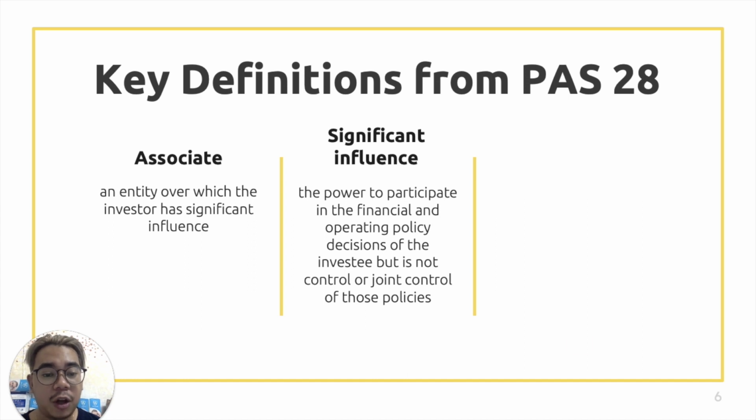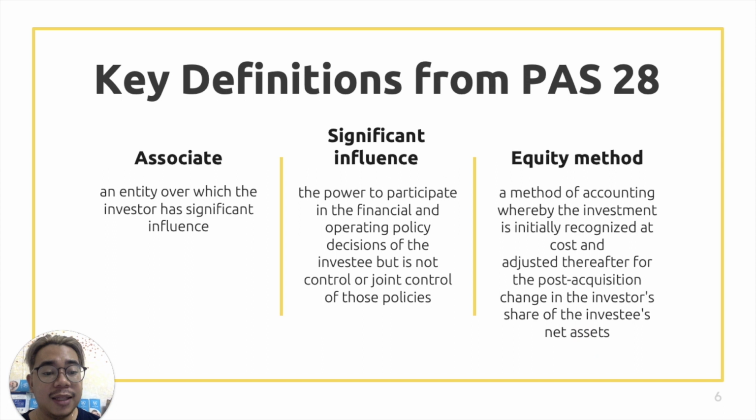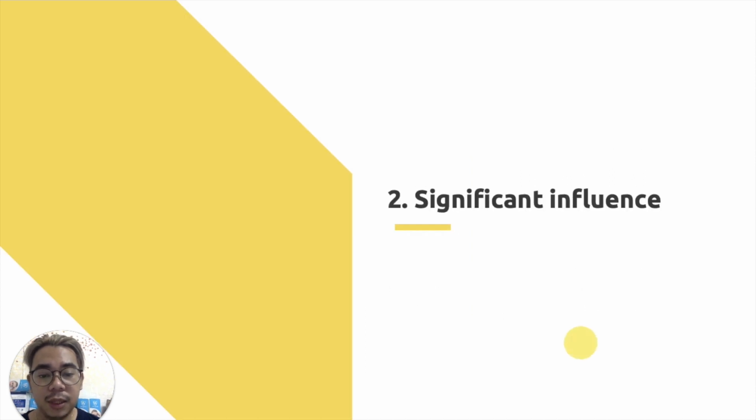And finally, we will talk about equity method. This is the method of accounting whereby the investment is initially recognized at cost and adjusted thereafter for the post-acquisition change in the investor's share of the investee's net assets. So we will be talking about equity method later on. So next, we will be talking about significant influence.